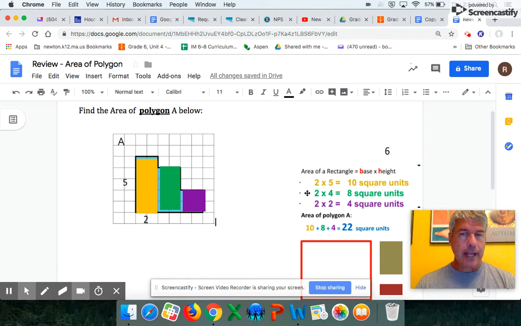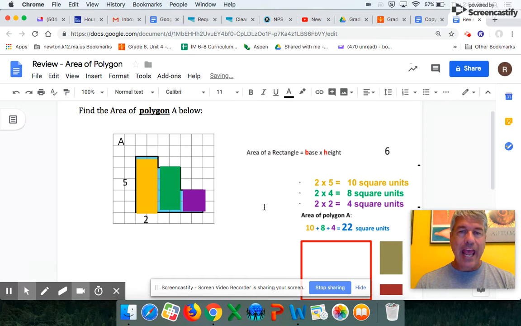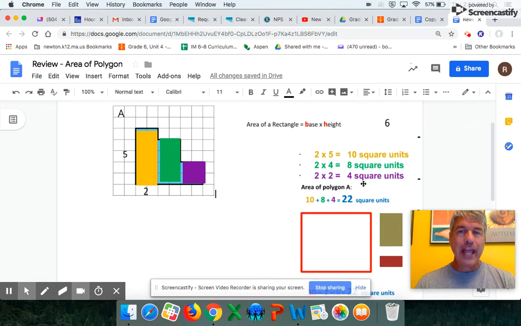So if we were to take the area of each of the rectangles and add them together, we take 10 square units, the 2 times 5, the base times the height. So this first yellow rectangle, we get 10 square units. And for the green one, we get 8 using the same formula. And the purple one, we get 4 using the same formula. We can add these square units together of each of those rectangles to add up to 22 square units.